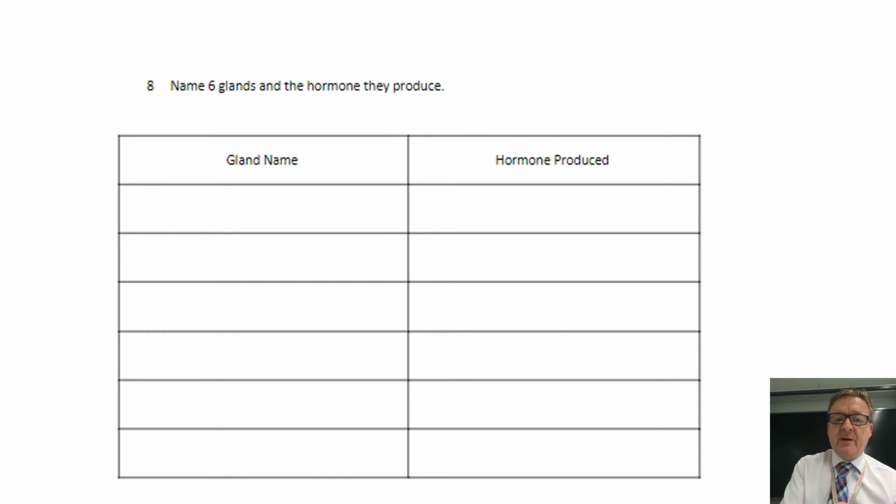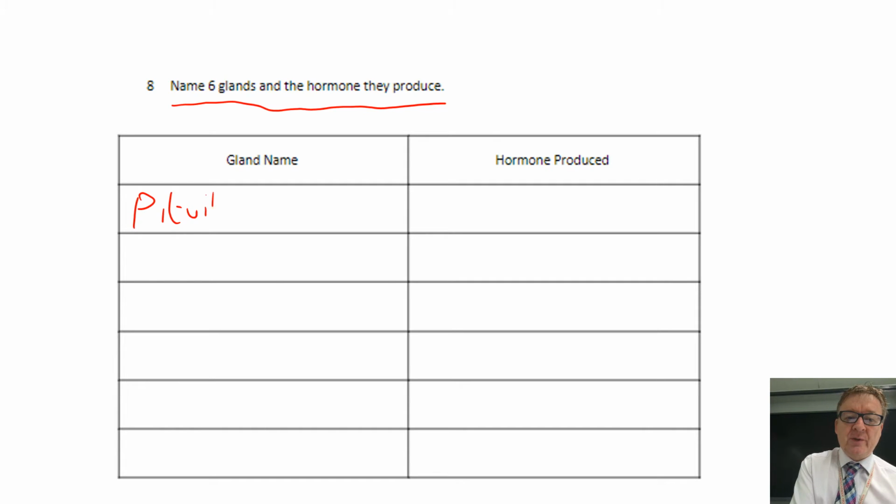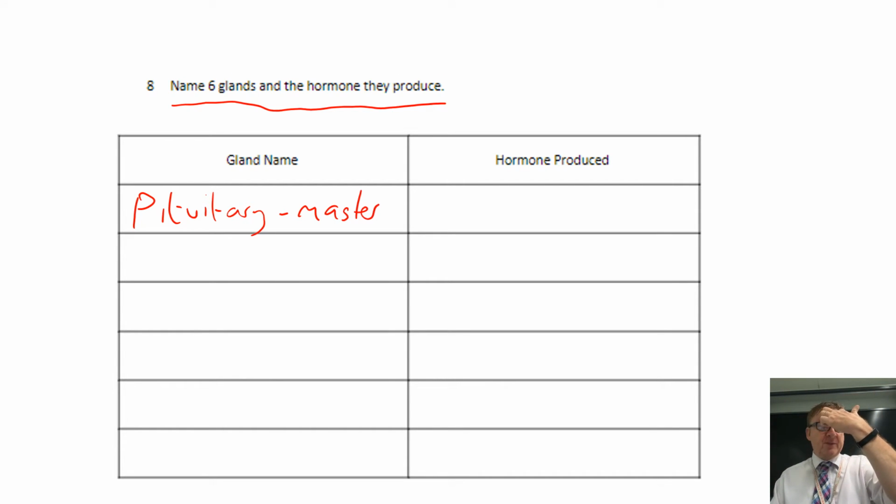So what we're going to look at now is 6 glands and the hormones they produce. The first one is the pituitary. Often it's called the master gland. You find it kind of right between your eyes, slightly higher than that, and it's the size of a pea, maybe about 5 centimetres in. It produces quite a number of very, very important hormones.